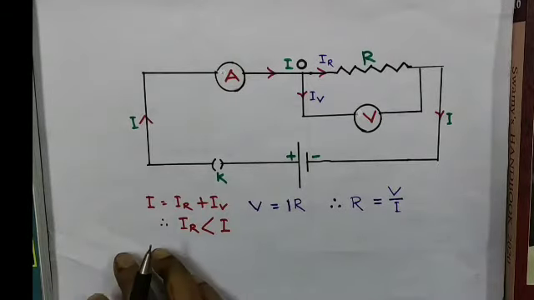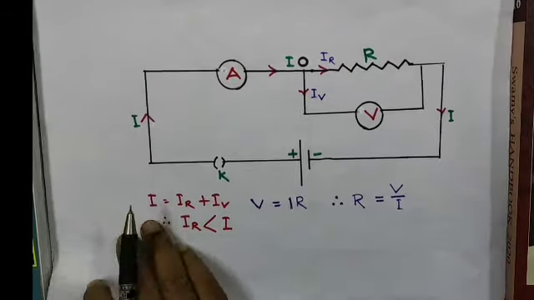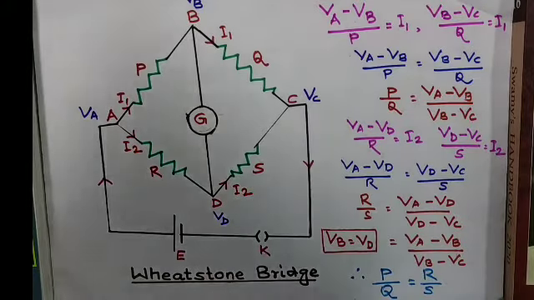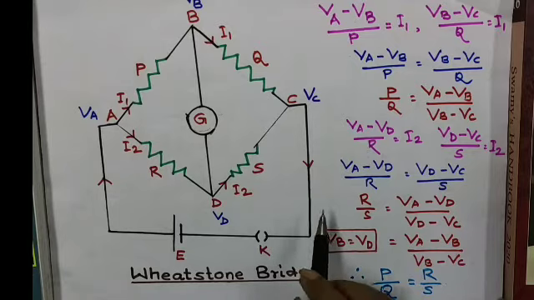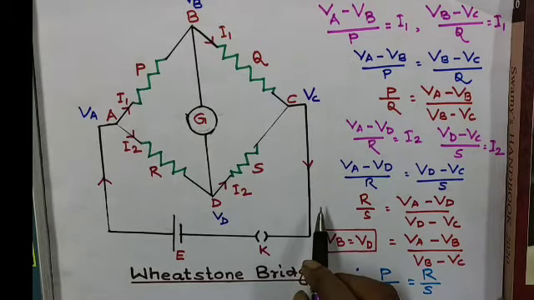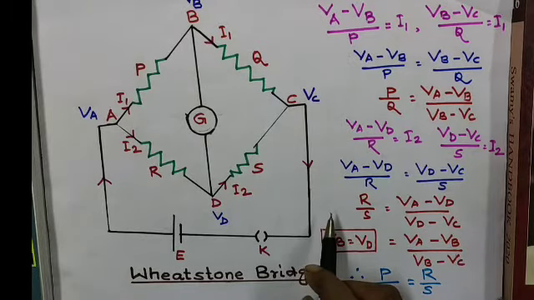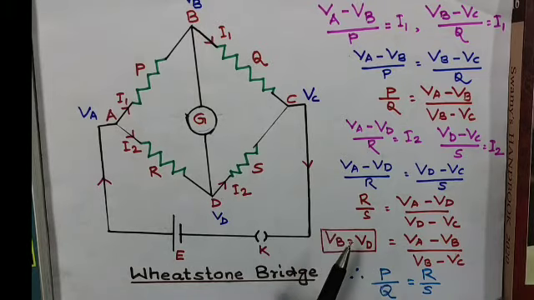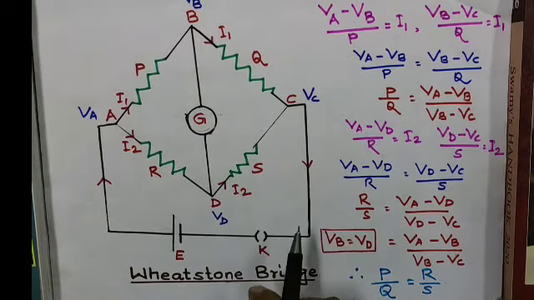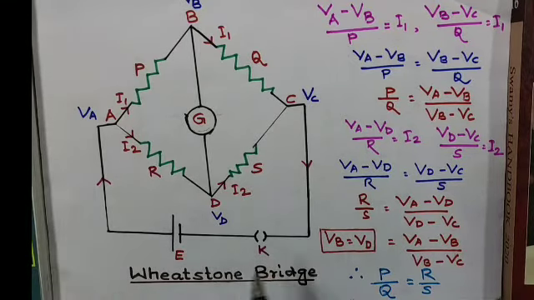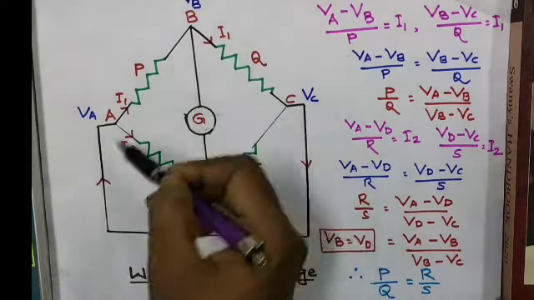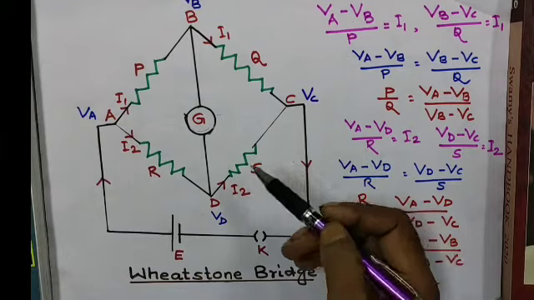In order to remove these difficulties, in the year 1843, Professor Charles Wheatstone of London invented the process for the accurate measurement of an unknown resistance, which is called Wheatstone Bridge. Let us see the Wheatstone Bridge. Here we are seeing a diagram of Wheatstone Bridge.